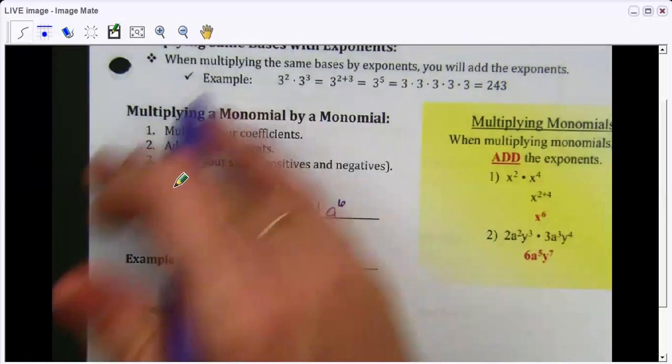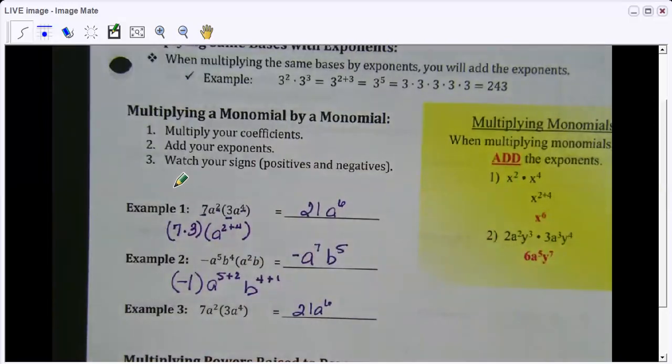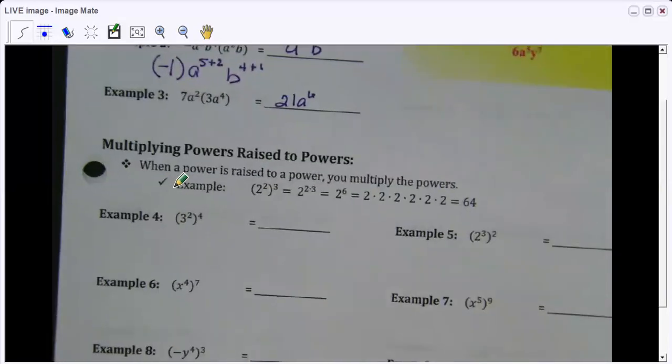Okay, any questions on those examples right there? We're just multiplying a monomial by a monomial there. Okay, let's move down to the next section here.